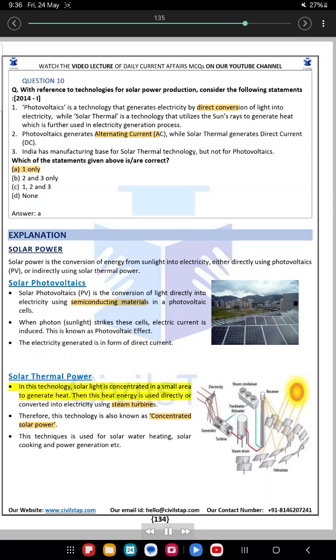Solar thermal power. In this technology, solar light is concentrated in a small area to generate heat. Then this heat energy is used directly or converted into electricity using steam turbines. Therefore, this technology is also known as concentrated solar power. This technique is used for solar water heating, solar cooking and power generation etc.